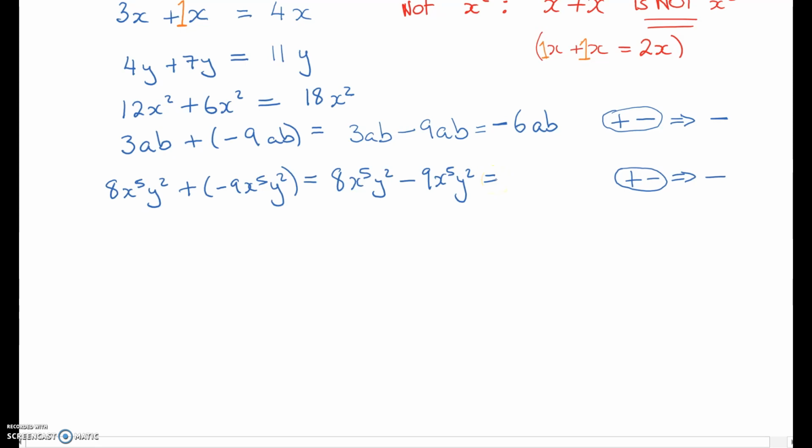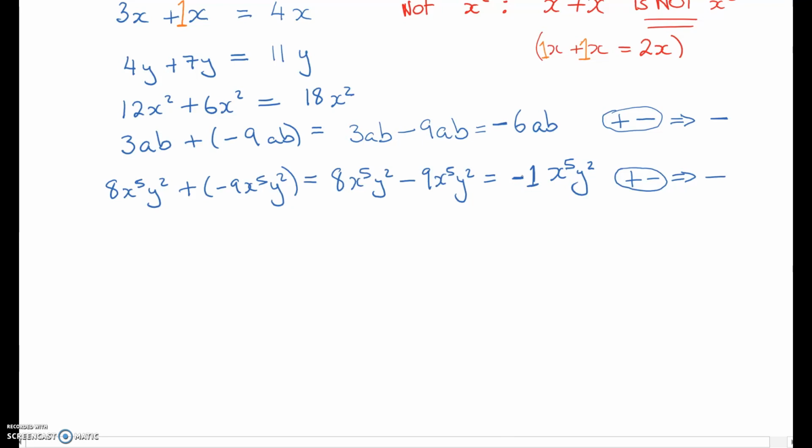Well, our answer is obviously going to be an x to the power of 5 y squared. And the signs are different. 8 has a plus, the 9 has a minus, so we're going to subtract. So 8 from 9 is 1. And then 9 was the bigger number, and it was negative. So it's negative 1 x to the 5 y squared.